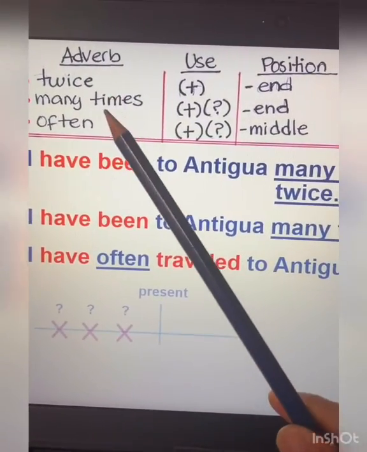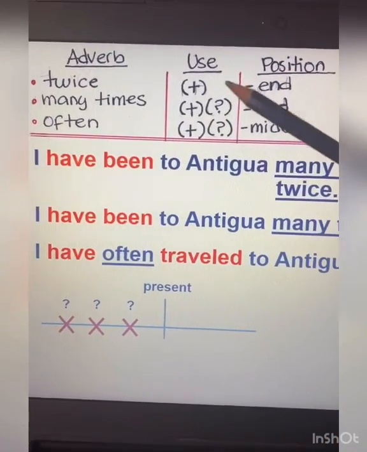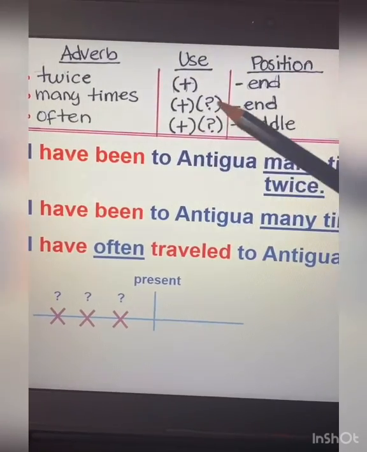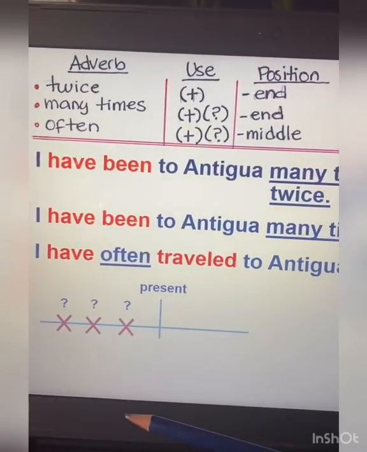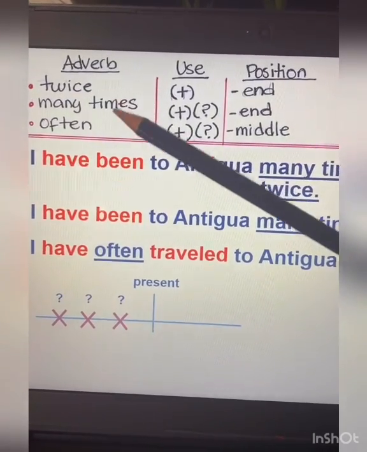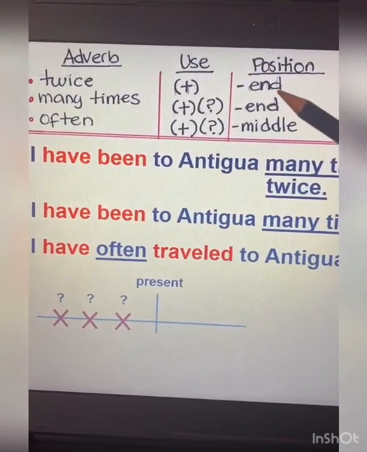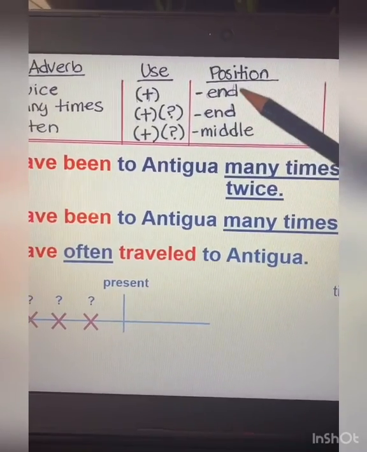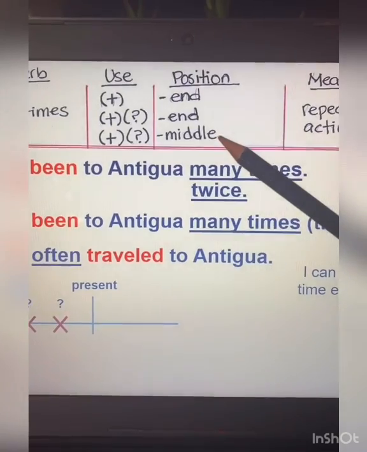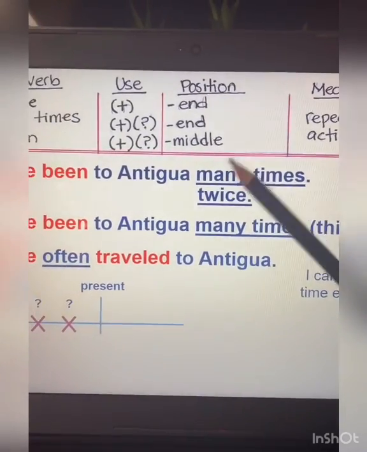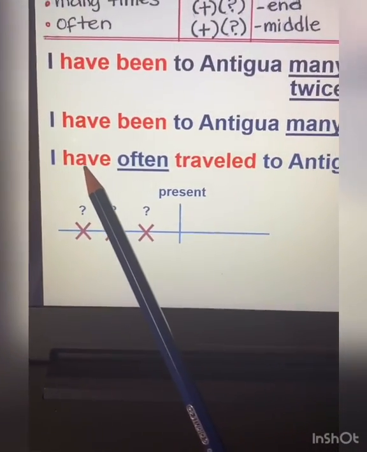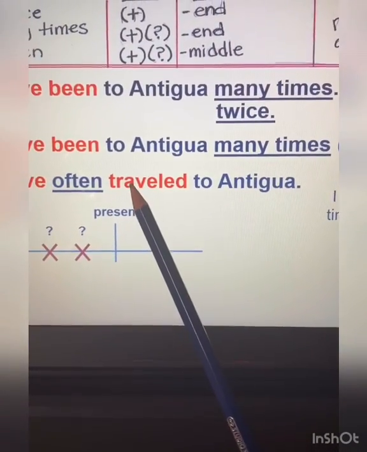So twice, many times, and often, we can use for affirmative statements, and these two we can also use for questions, okay? And twice and many times, or it can also be several times, we're going to place at the end of the sentence. Often, we're going to place in the middle. Remember, when I say in the middle, what I mean is in the middle of the two verbs, in the middle of the have or has and the past participle.